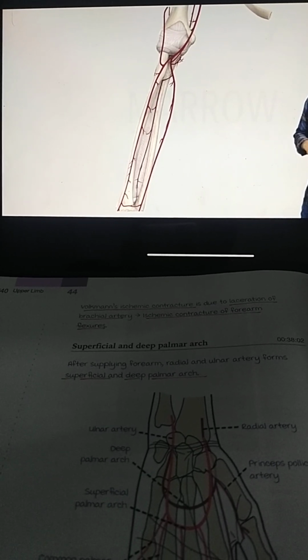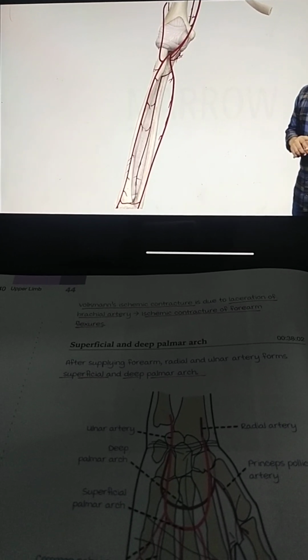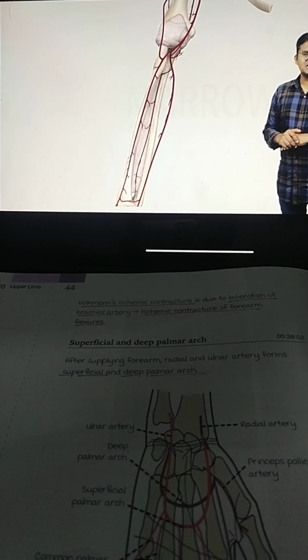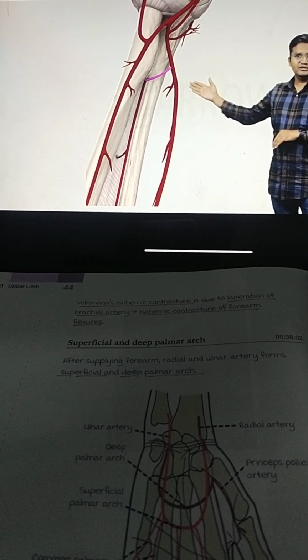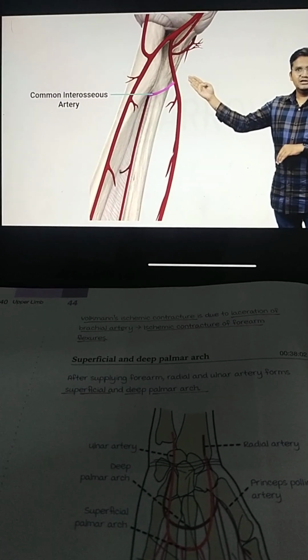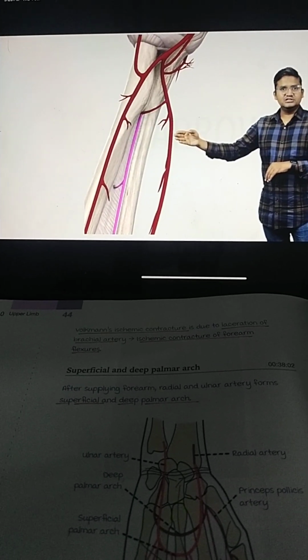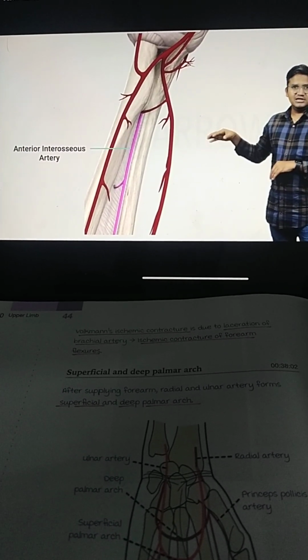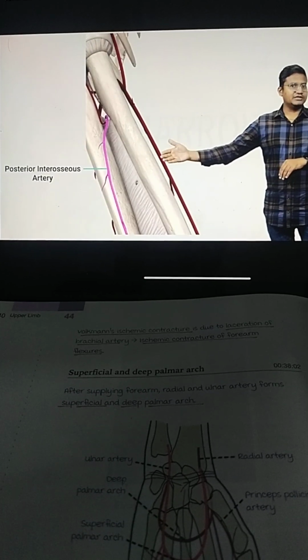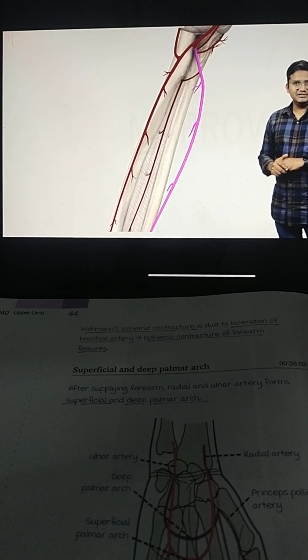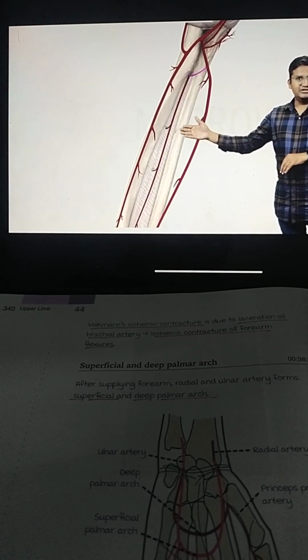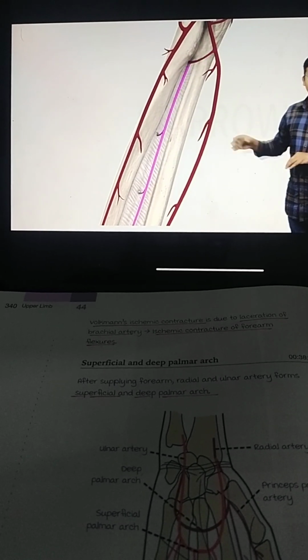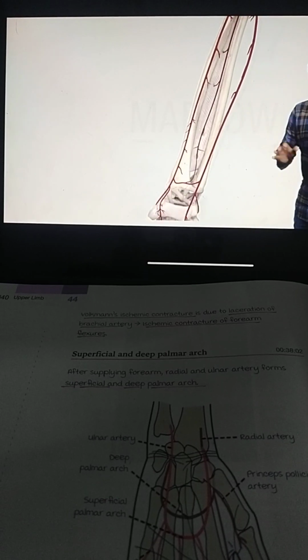Right. Now here we are going to see one branch from the ulnar artery. That artery is called the common interosseous artery. I am zooming this area. Now that is our common interosseous artery, which in turn divides into this branch, the anterior interosseous artery. Similarly, on the back side, that is our posterior interosseous artery. So now we have seen the brachial artery and some important branches from the ulnar.